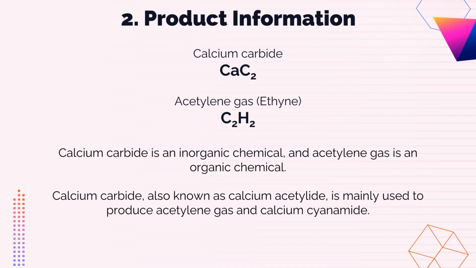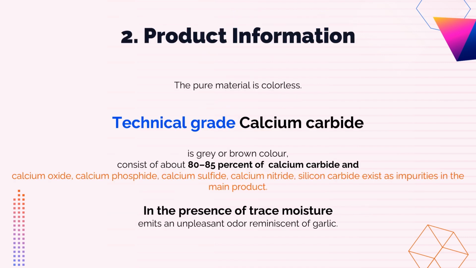First, here are the chemical formulas for calcium carbide and acetylene gas. Calcium carbide is an inorganic chemical, and acetylene gas is an organic chemical. Calcium carbide, also known as calcium acetylide, is mainly used to produce acetylene gas and calcium cyanamide. Let's learn more about calcium carbide.